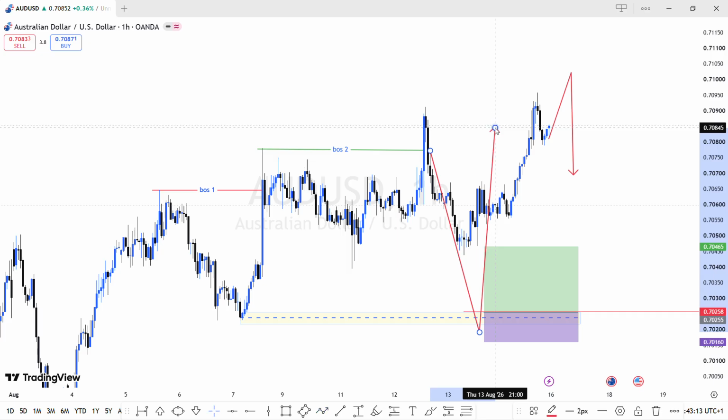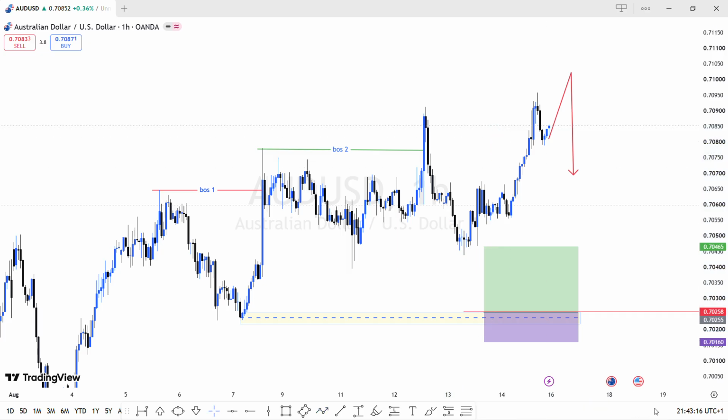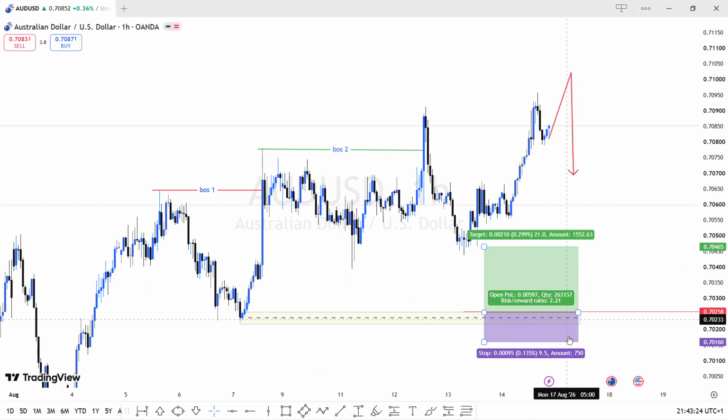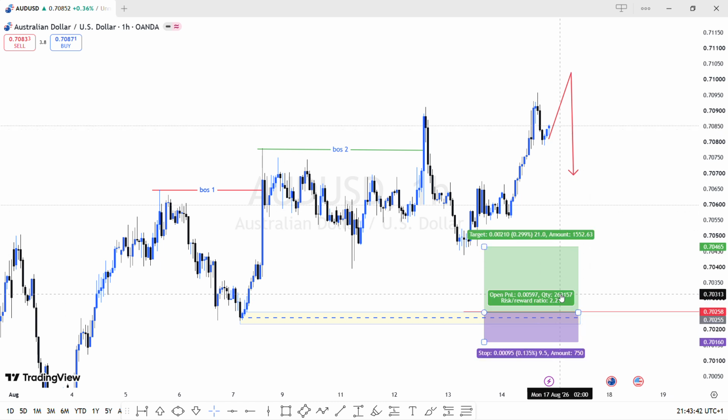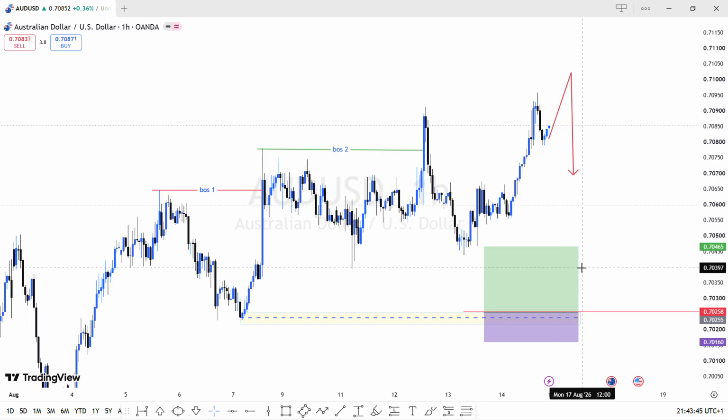structural point. So currently, what I am expecting is a push to the upside, and I'll just close my buy order limit here at this region. My order limit is still intact, but if I see another push to the upside, then I'll cancel this buy limit. But if price just pushes downward, I will allow it to activate my buy limit.